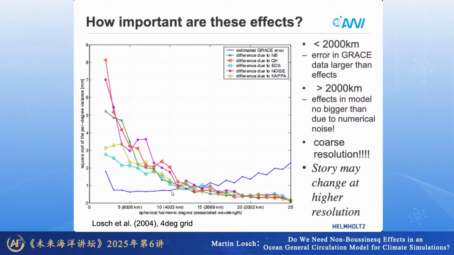But that was the data that we had, and I plotted the differences between the different models that I showed you, again decomposed into scales. You see that below 4,000 or 3,000 kilometers horizontal scale, the errors are larger than what the GRACE data would be, and so you could actually detect this. The non-Boussinesq effects are in green, the quasi-hydrostatic effects are in red, and the difference to the noise is this purple color. And you see they are all the same order of magnitude.